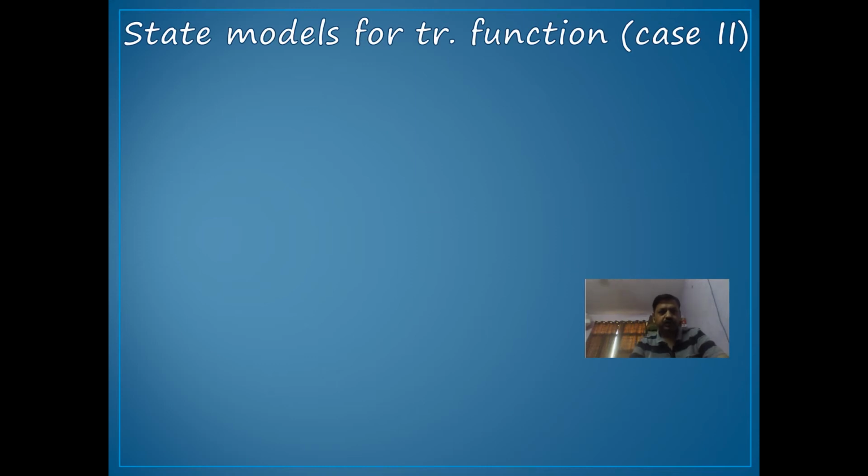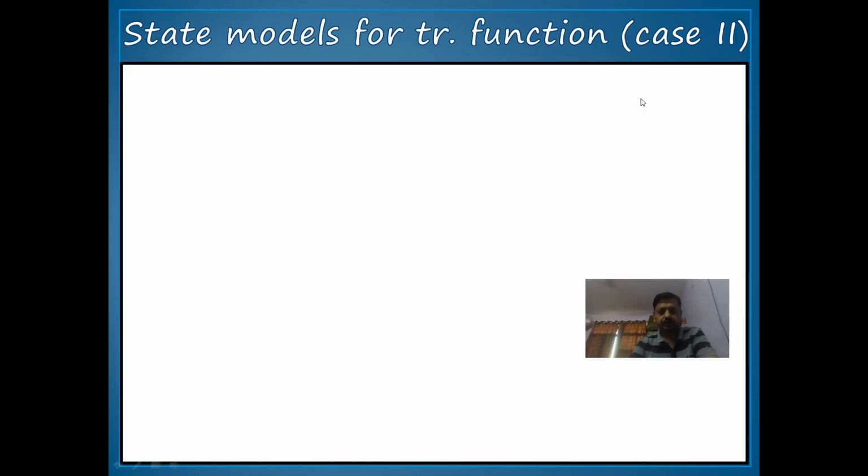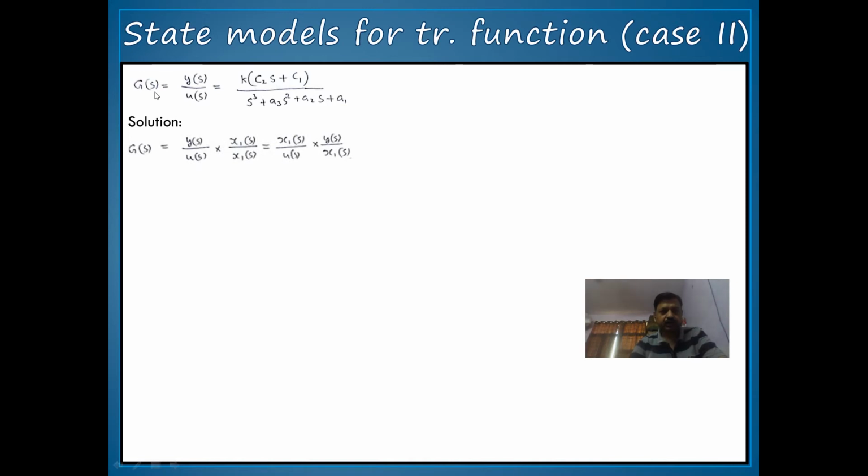Today we are going to discuss the state model for the transfer function of case 2 type. Why is it called the case 2 type? You may see here this is a transfer function G(s), which is equal to the output upon input, that is Y(s) upon U(s). In the numerator part there is c2 s plus c1. The s variable exists in the numerator part. That's why we designate this particular transfer function as the case 2 type.